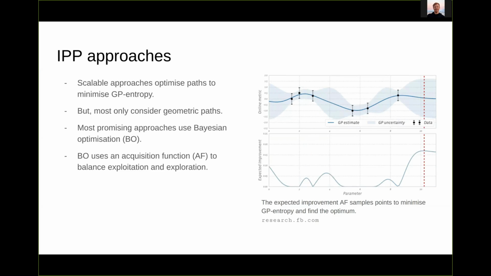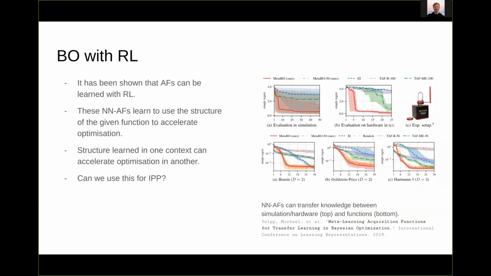Bayesian optimization uses an acquisition function, like the expected improvement function shown in this figure, to sequentially sample the function being estimated, in order to reduce the uncertainty of the Gaussian process model and find the optima. There are a variety of well-established acquisition functions that are used throughout Bayesian optimization literature.